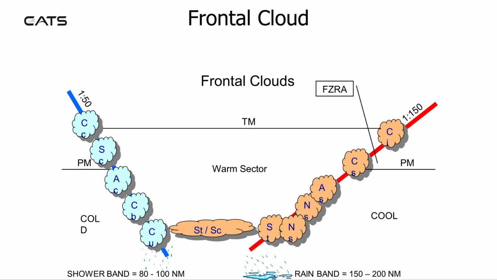The cold front, with a slope of 1 to 50, is typically comprised of cumuliform cloud. Cumulonimbus is the main cloud at the surface, which provides most of the rainfall, with a shower band 80 to 100 nautical miles at the surface position and behind it.